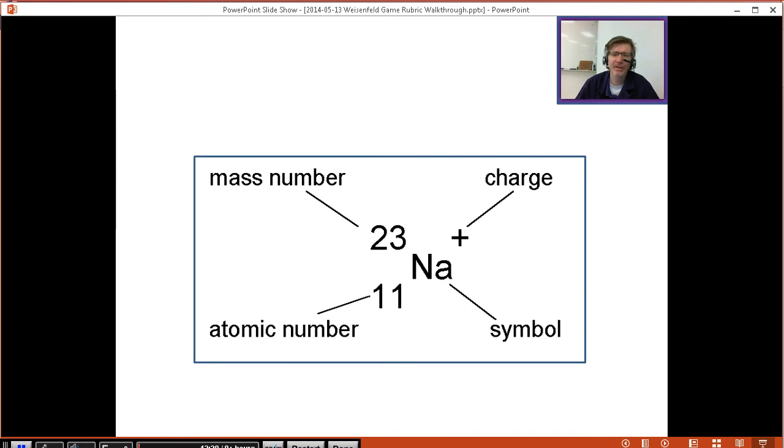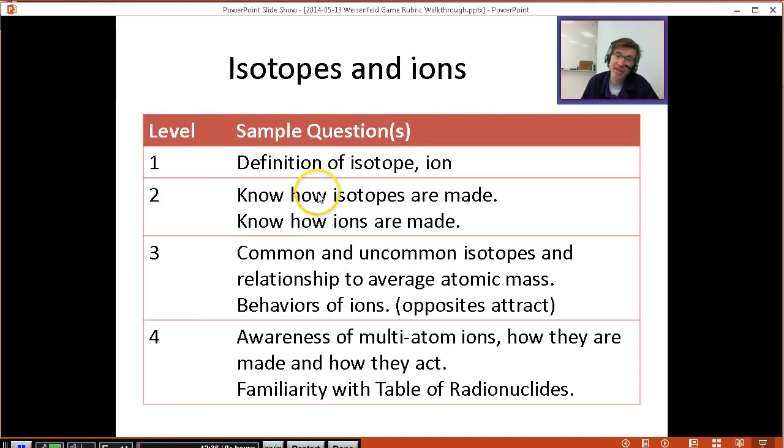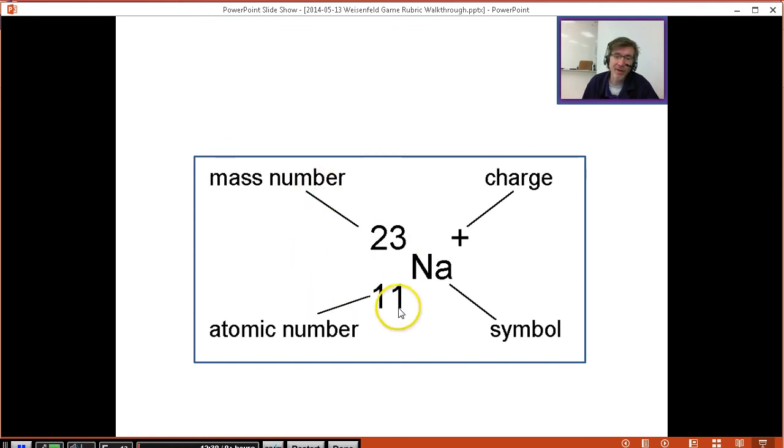Real quick, this is called the nuclide symbol. When I put an element here and then surround it with some numbers, the number on the upper left, that's the mass number. The number on the lower left is the atomic number. On the upper right, you have the charge, and then the symbol that we're talking about goes in the center. That's all called the nuclide symbol. Alright?